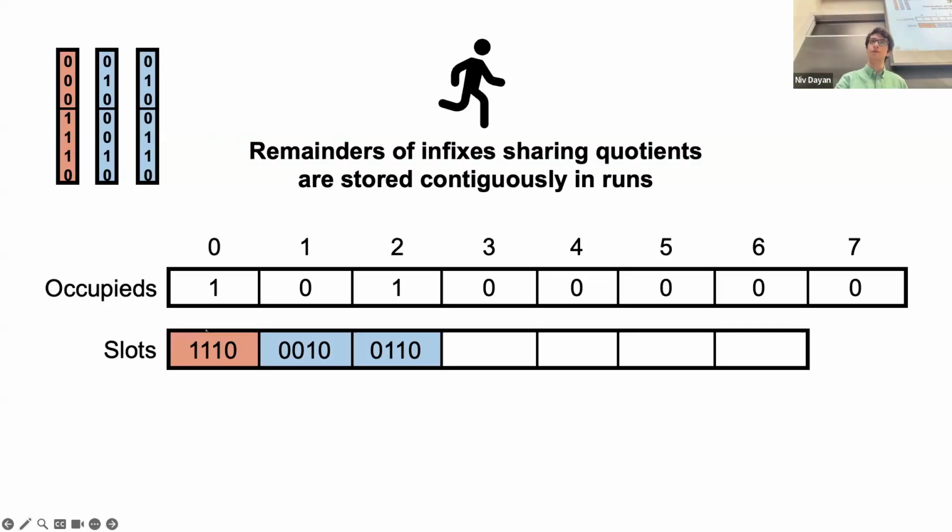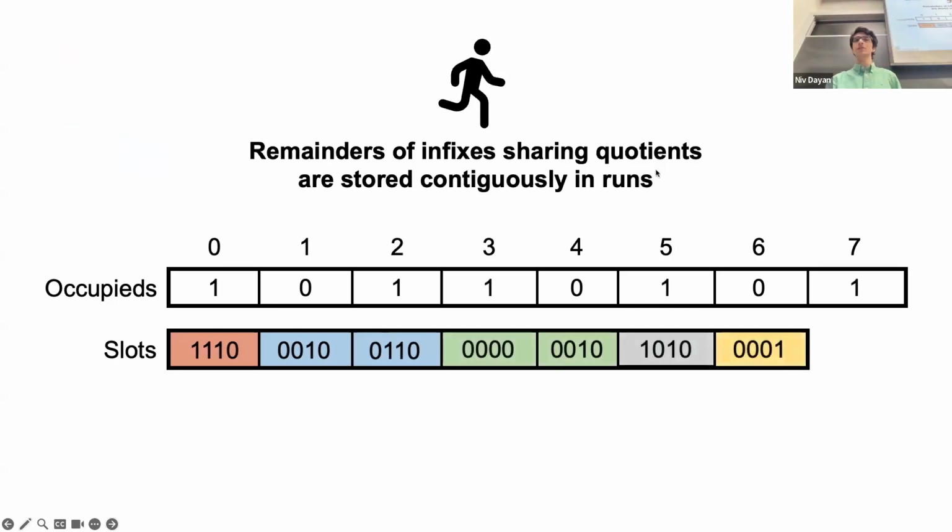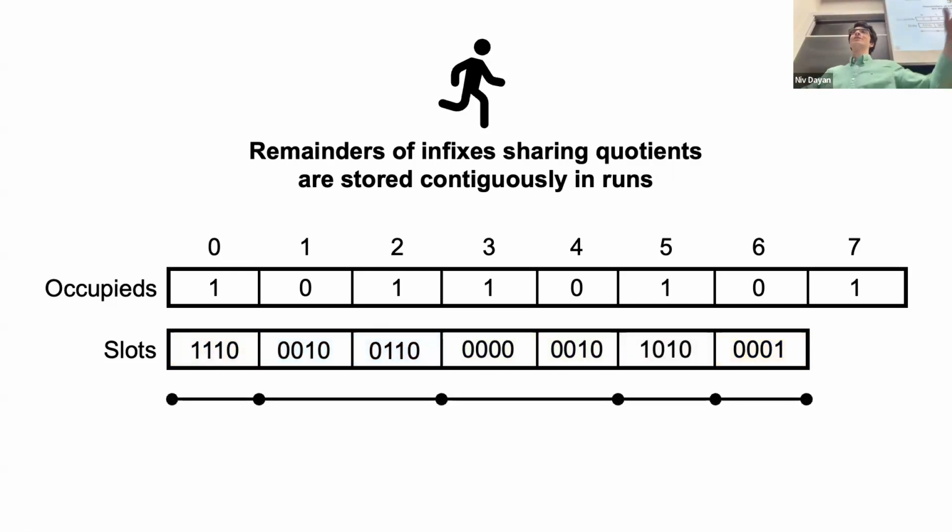So it's forming a run of size 1. And the next two infixes had the same quotient of 2. So they form a run of size 2, which is this blue one over here. And if you continue this, you'll get a bunch of runs like so, which you can represent using this line. And you're almost done, basically, by doing this.